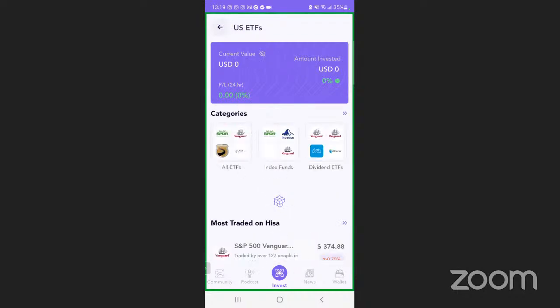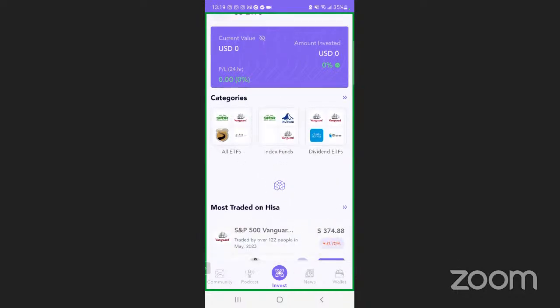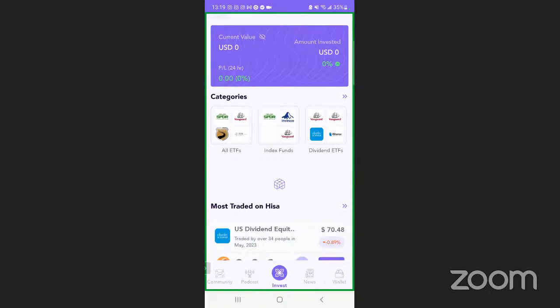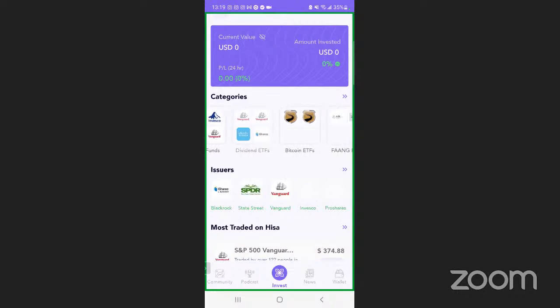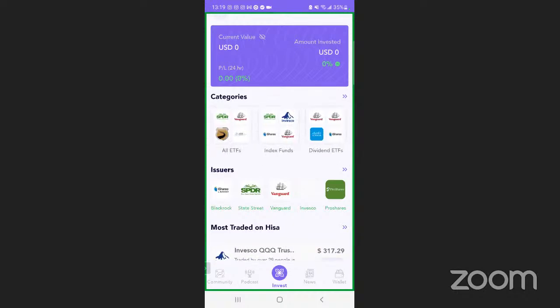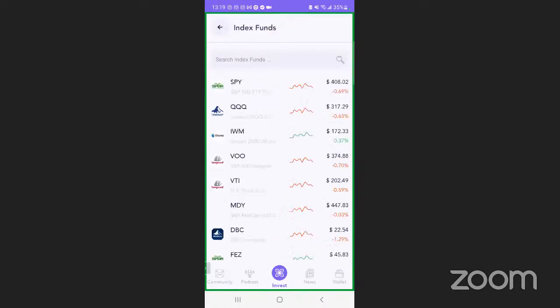When you click US ETFs, you'll be able to see all ETFs. You can see index ETFs, dividend ETFs, Bitcoin ETFs, the fund ETFs, the marijuana ETFs, the oil ETFs, and the leverage ETFs. Skip all that. Come to index funds, right?